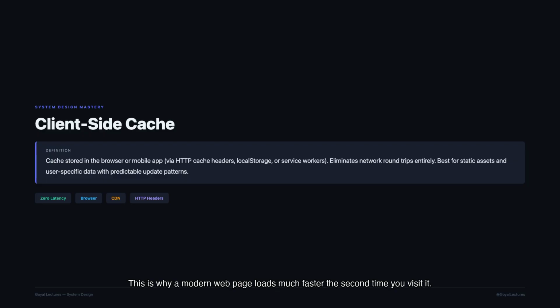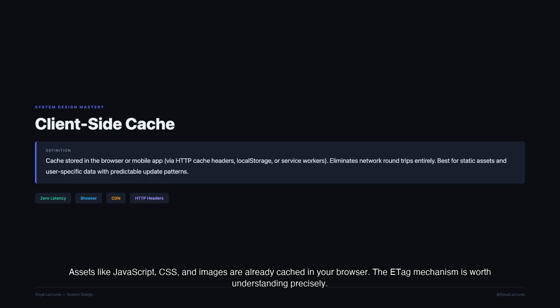The ETag mechanism is worth understanding precisely. The server sends a hash of the resource content in the ETag header. On the next request, the browser sends that hash back in an If-None-Match header. If the content hasn't changed, the server responds with 304 Not Modified. No body, just a header. The browser serves the cached version. This eliminates bandwidth cost while still validating freshness, which is the right trade-off for assets that change occasionally but not constantly.